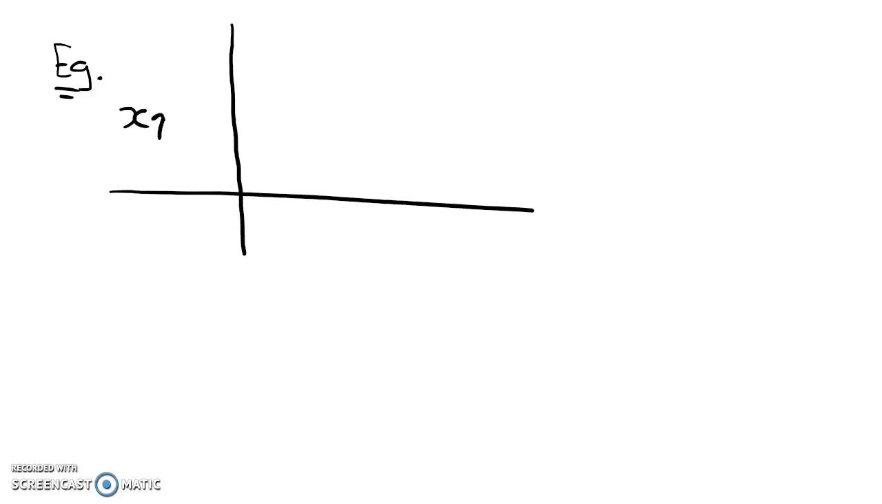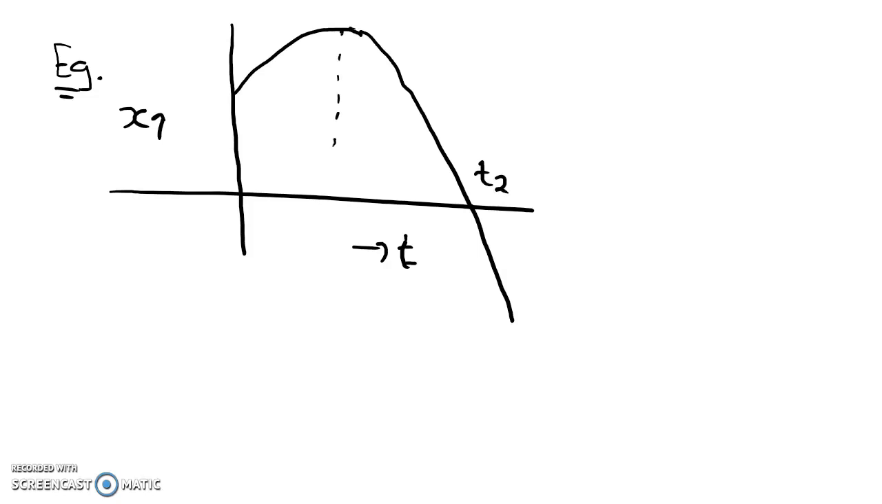Okay, then no problem. So let me give you a graph and ask you something, whether you can actually comprehend the graph or not. So this one is the x versus t graph, and the graph is like this. This is t2, and this one is t1.